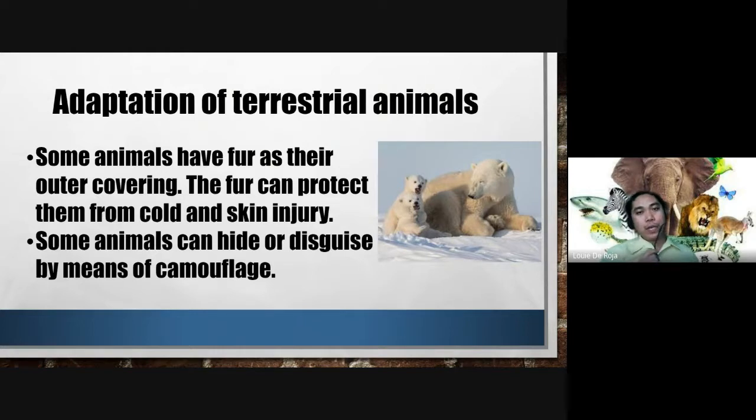So, yung fur na yan, nakakatulong yan doon sa mga animals na naninirahan sa cold places. Kapag makapal yung balahibo ng animals, ito yung indication na nakatira siya sa malalamig na lugar at itong makapal na balahibo na ito ang tumutulong sa kanya para hindi siya mamatay doon sa malamig na klima. And sometimes yung mga iba-ibang kulay ng mga balahibo or yung skin ng animal ay nakakatulong para magtago sila at mag-disguise by means of camouflage. Diba? Para hindi sila makita ng kanilang predator or mga enemies.